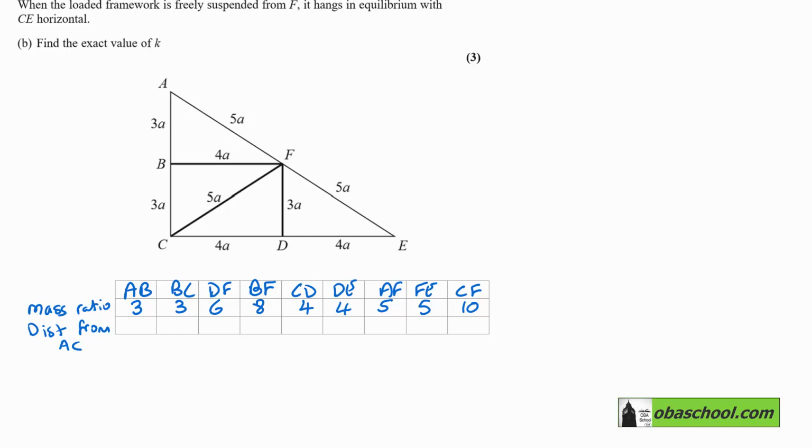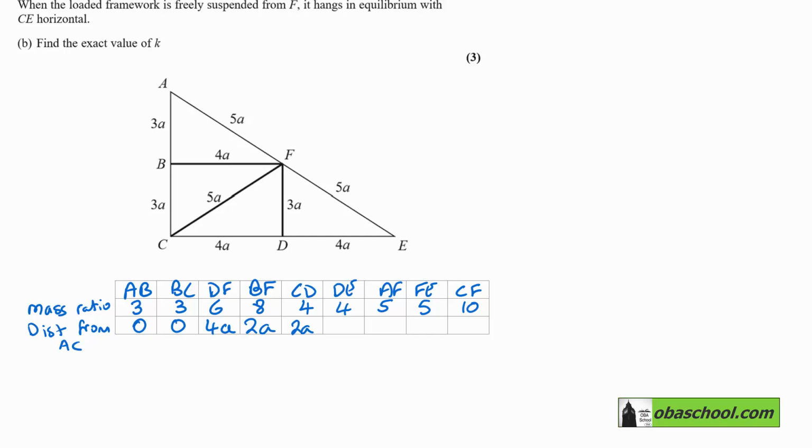Then we've got the distance from AC. Well, AB and BC are actually on AC, so their distances are 0. Then we have DF, which is this one here, and so its distance is 4a. BF, the center would be here, so the distance there would be 2a. CD is here, and likewise its distance is 2a.